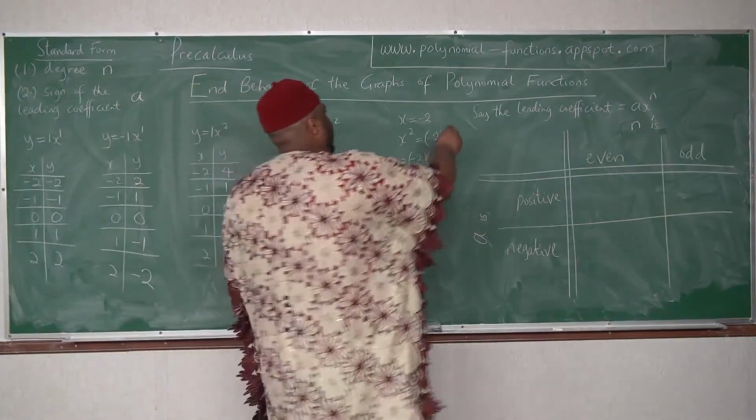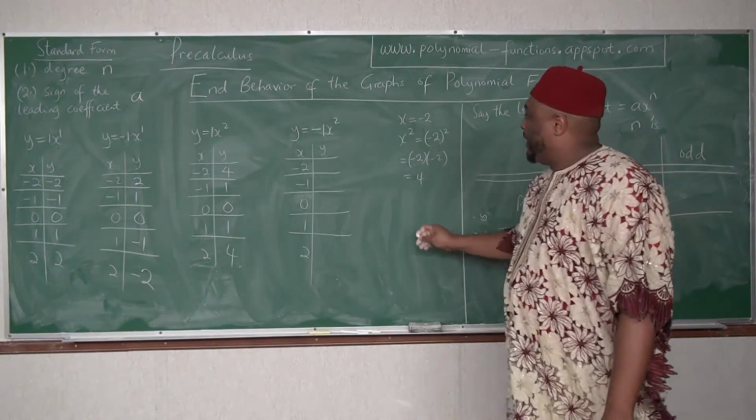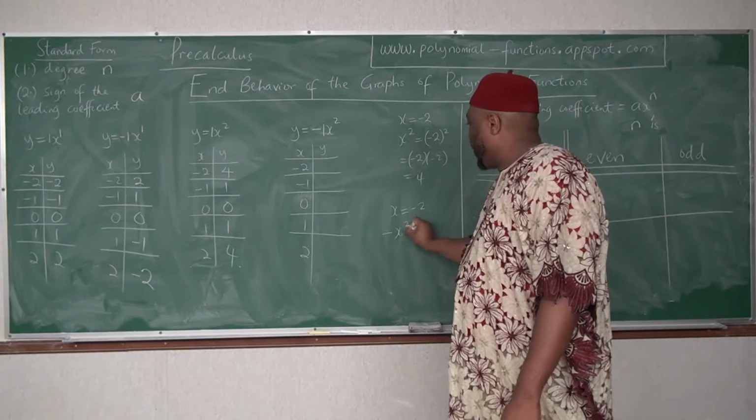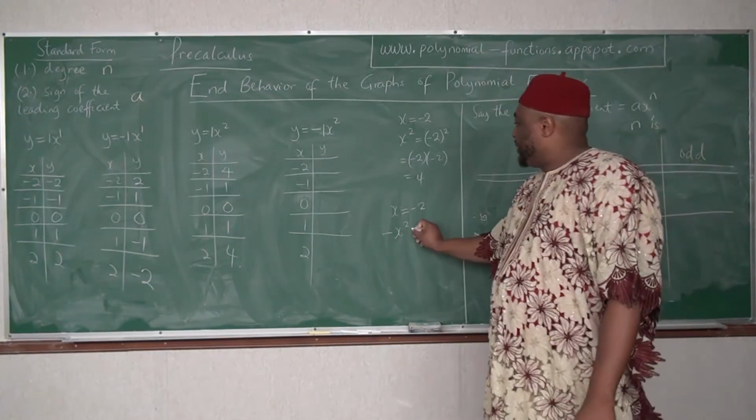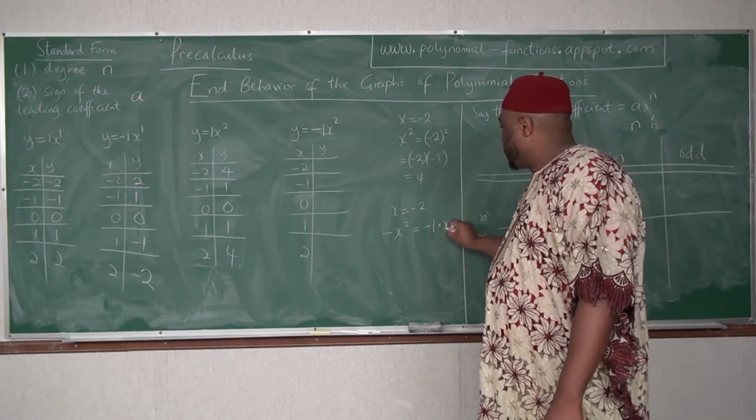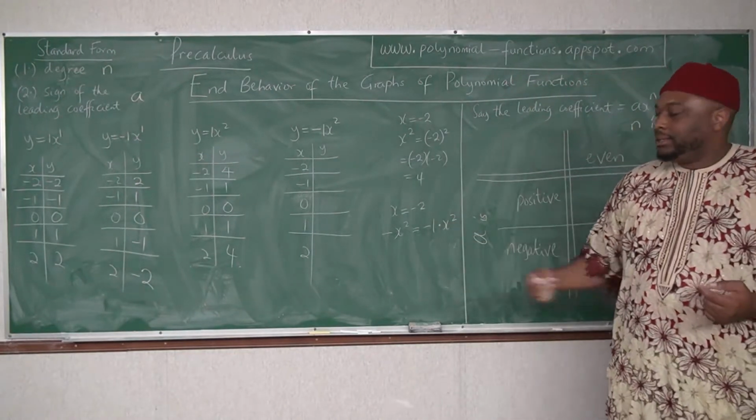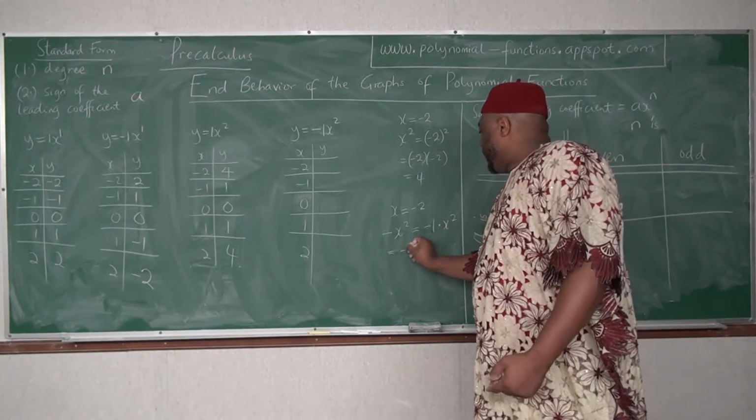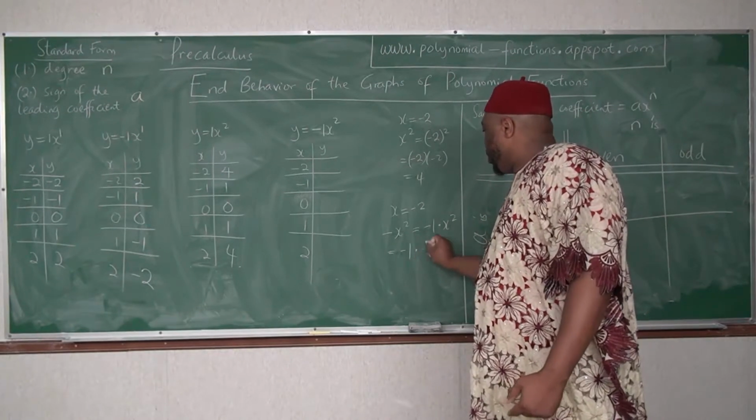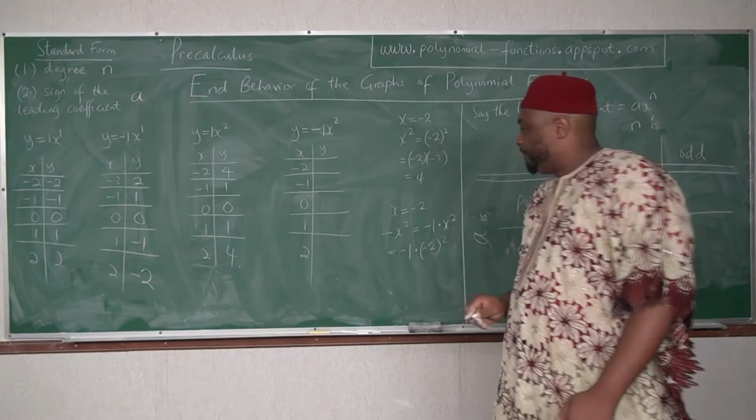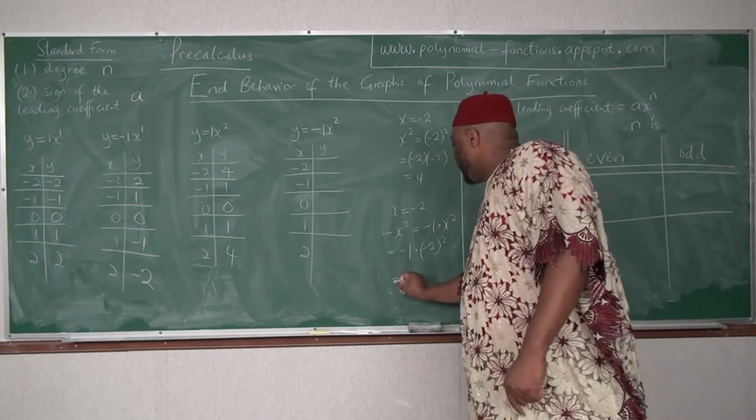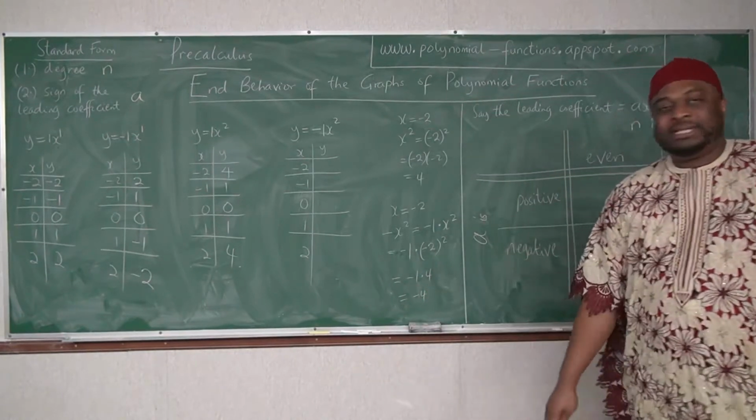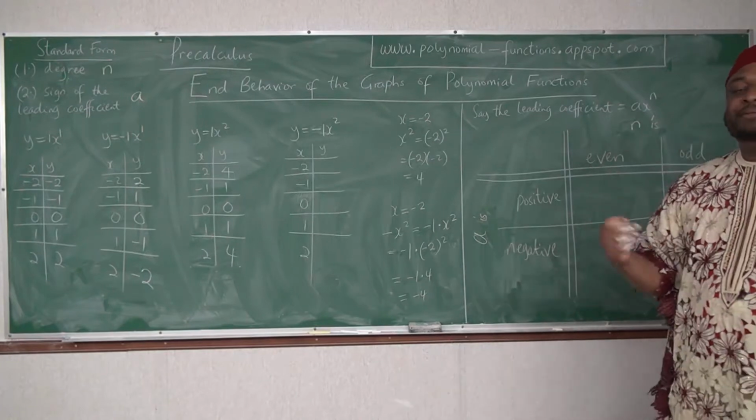Now when x is -2, and then you're looking at -x squared, this means -1 times x squared. That is what it means. So this will give us -1 times -2 all squared. So this will give us -1 times 4, which is -4.